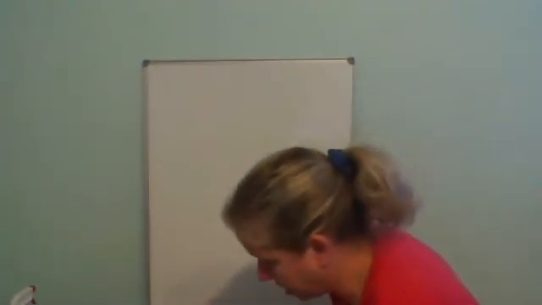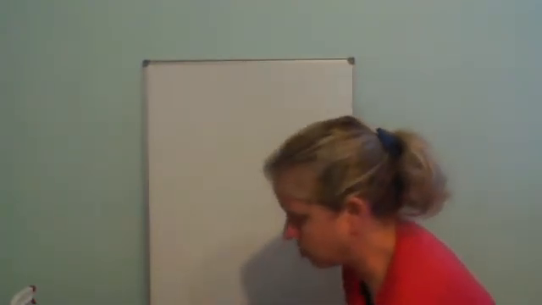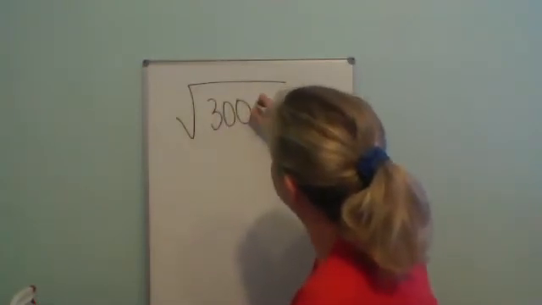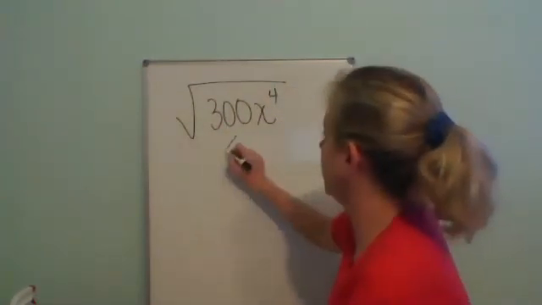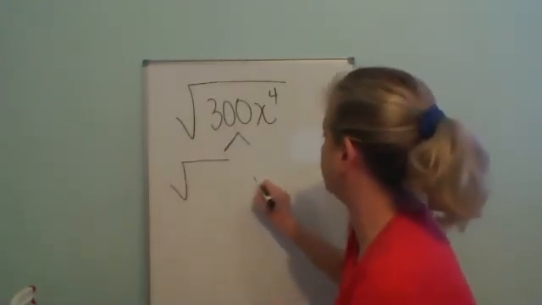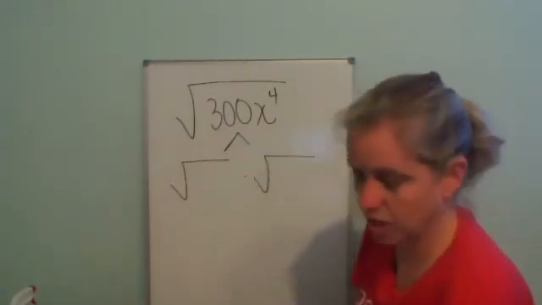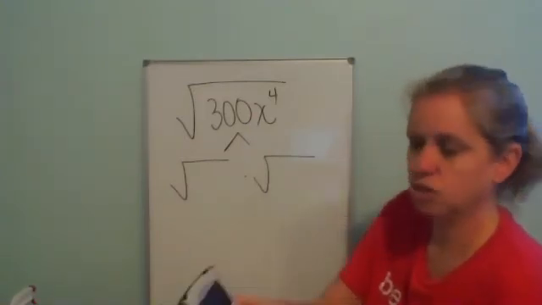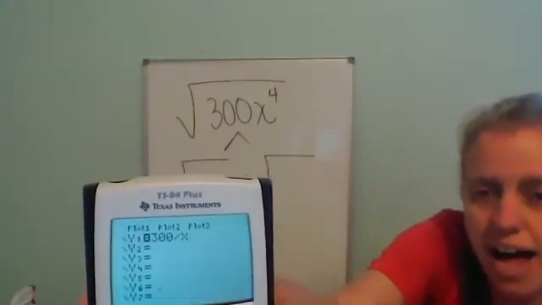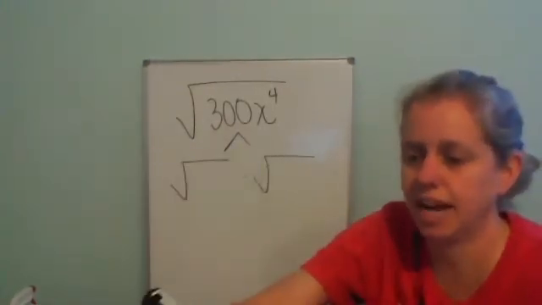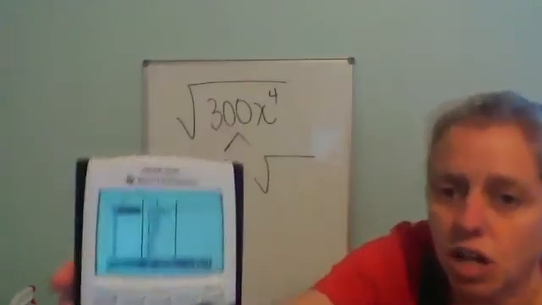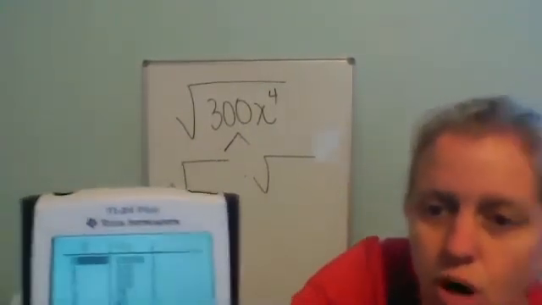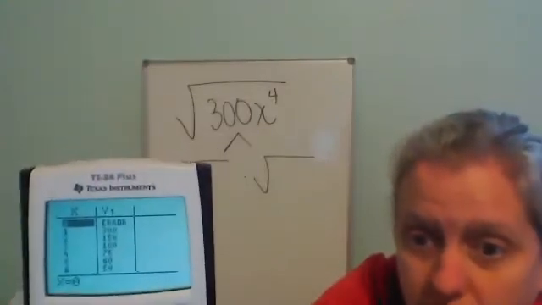All right, number 11, same thing, the square root of 300x to the 4th. So again, 300 is not a perfect square. That's why I'm breaking it up. So let's type in 300 in our y equals. So again, you'll have 300 divided by x. Second table. Look how many ways there is to multiply, and I can even go down from here.